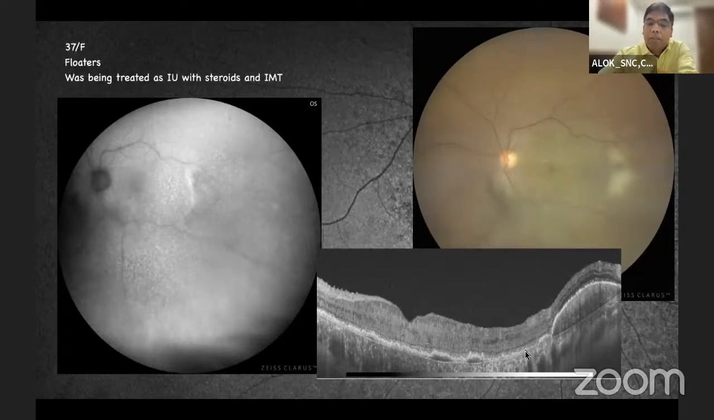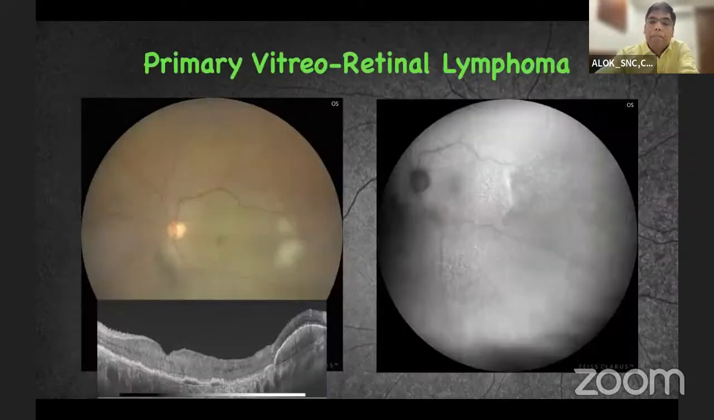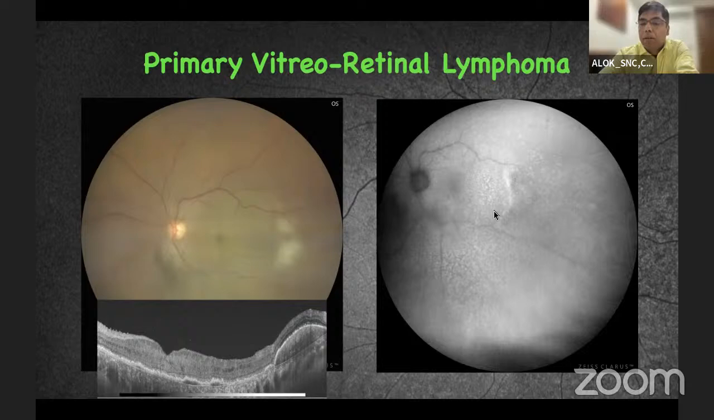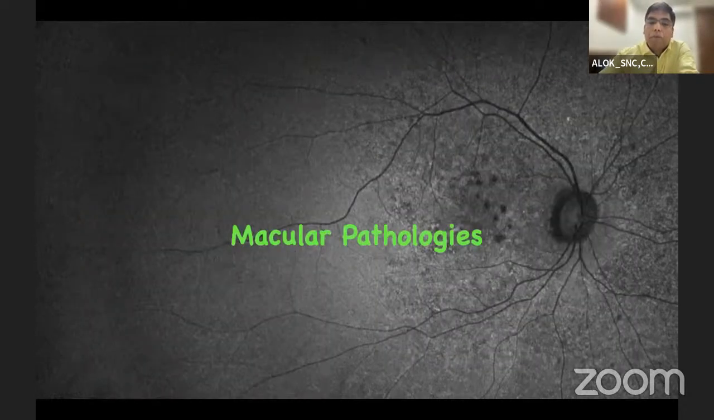Now, this is seen in patients with primary vitreoretinal lymphoma, and the hyperautofluorescence that you see is basically the RPE proliferation at the edge of the lymphoma cells, and the lymphoma cells themselves cause block fluorescence. So you will have these granular type of hyperautofluorescence in patients with primary vitreoretinal lymphoma.